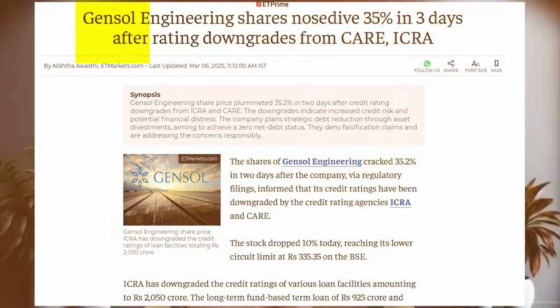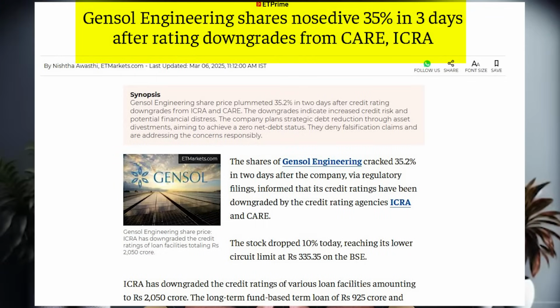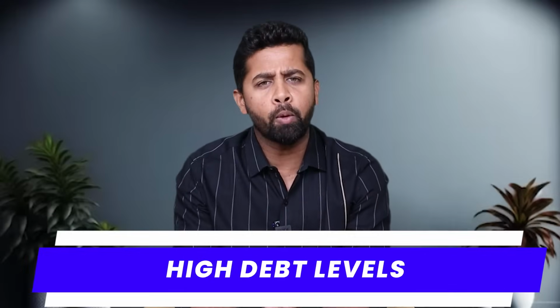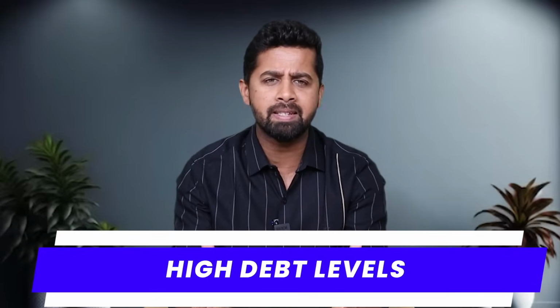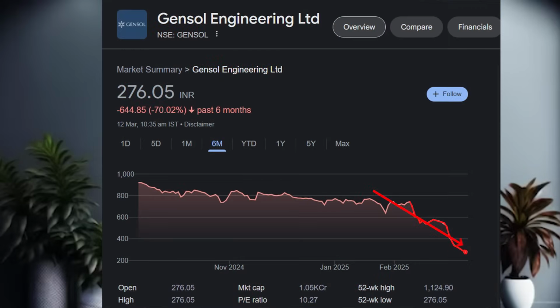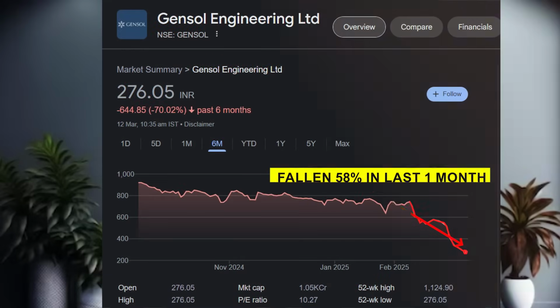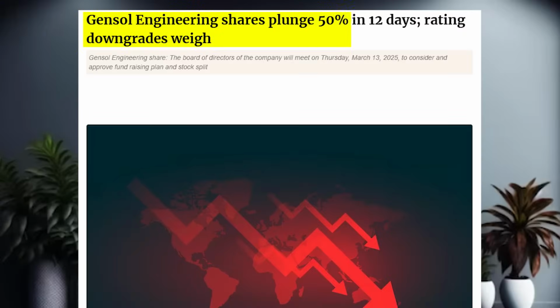The recent example of rating downgrade is Gensol, where CARE and ICRA, both rating agencies, have rated it D, that is default. And the biggest reason is again high debt levels. The company's promoters tried their hand in multiple businesses and ended up with a high level of debt. Gensol has already fallen more than 50% in the last 1 month, and after the rating downgrade, its stock has tanked 47% within the last few days.